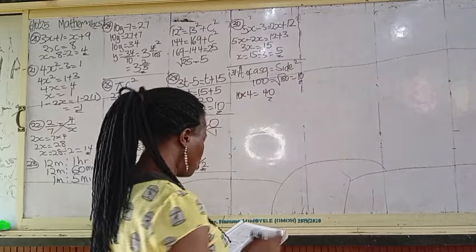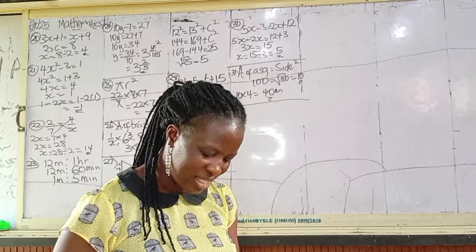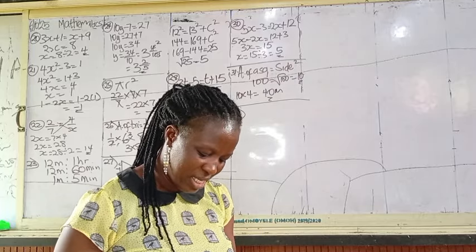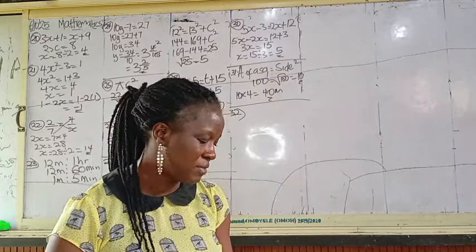Number 32 question, let me put the M. Number 32 question, it said find the area of the shaded portion in the diagram below. We are given a diagram. Okay, I've seen it here.